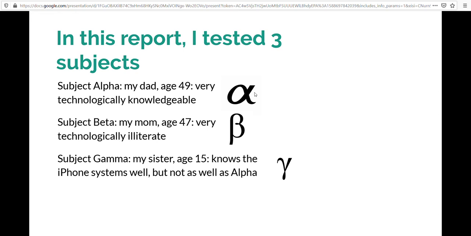Subject Gamma is my sister. She's aged 15, and she knows the iPhone systems well because she's a teenager and she's had an iPhone for, I believe, 2 years now, but she doesn't know them as well as Subject Alpha, which makes sense because he's had it longer.